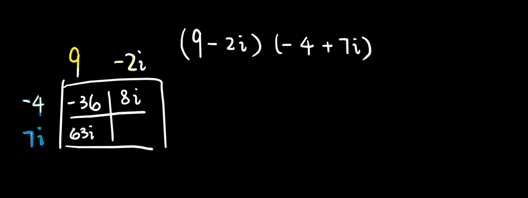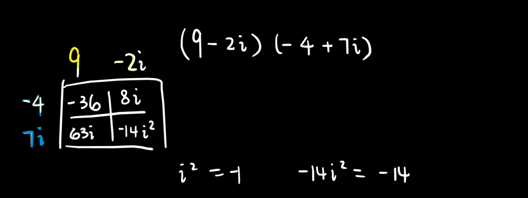And the last one, negative 2i times 7i. So negative 2 times 7, that's negative 14. I times I, that's i squared. Okay? And then, remember, i squared is negative 1, so negative 14i squared is actually negative 14 times negative 1, which is a positive 14. So we can go ahead and change this one into positive 14.